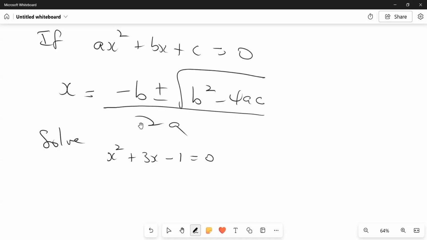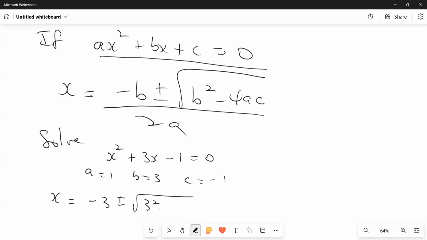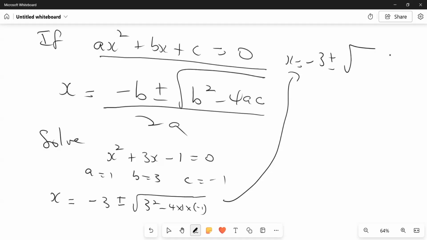So what you want to do is liken it to this here, right? So a is like 1, b is like 3, c is minus 1. And you substitute in here. x is equal to minus b, which is going to be minus 3, plus or minus the root of 3 squared minus 4 times a times c, which is minus 1. And all of that, I'm going to come up here now, right? I'm going to get minus 3 plus or minus the root of what all of this will be.